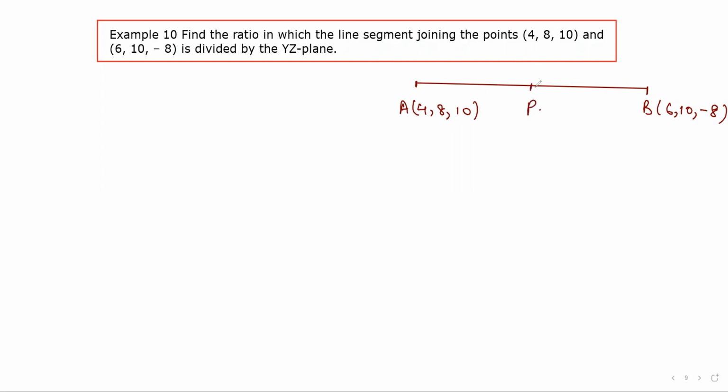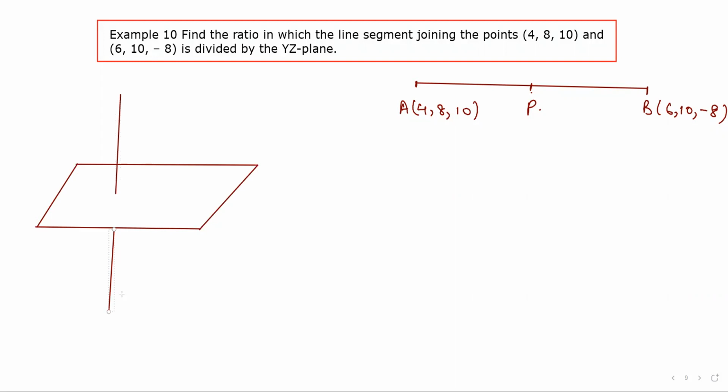So let this point be P. You are asked that a plane is cutting a line. That means this point P is lying both on the line as well as the plane. You can also visualize this by first drawing the plane, then drawing the line. This line is piercing through the plane at a point P. So this point P is the only point of intersection between the line segment AB and your plane YZ.